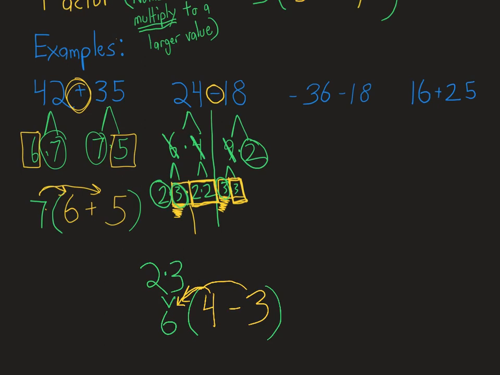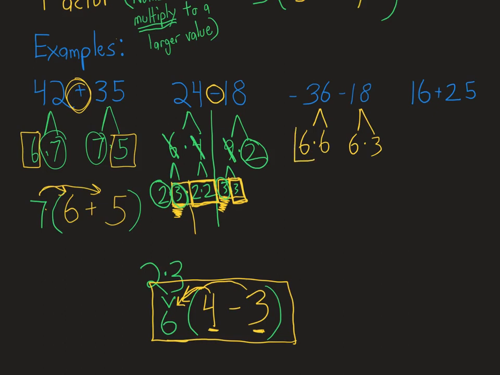So at this point, I've pulled out all common factors because 4 and 3 have no other common factors between them. I've rewritten it, and I'm good to go. That is correct as far as pulling out the greatest common factor. It was a 6, okay? Here's another one, 36 and 18. 36, I can think of as 6 and 6. 18, 6 and 3. So they both have a 6 they can pull out.